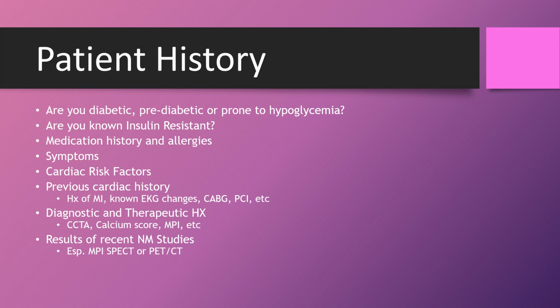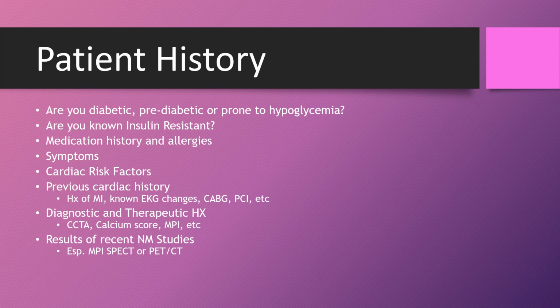Some of the patient history that's really important to take for a viability study is asking the patient if they're diabetic, pre-diabetic, or prone to hypoglycemia, and knowing if they're insulin resistant. Knowing their body's normal reaction to glucose and how much glucose may be in their bloodstream is important, especially when we're giving them glucose and we may glucose load them. It's really important to know where they're at and take a blood glucose level.